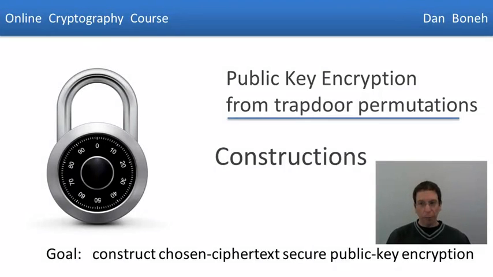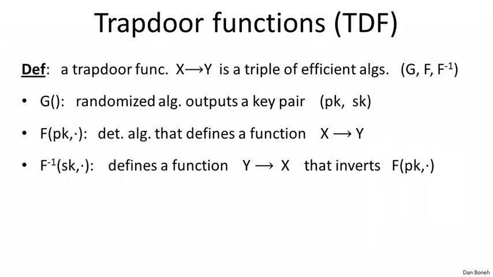In the last segment, we explained what a public key encryption system is, and we defined what it means for a public key encryption system to be secure. If you remember, we required security against active attacks, and in particular, we defined chosen ciphertext security as our goal. This week, we're going to construct two families of public key encryption systems that are chosen ciphertext secure, and in this segment, we're going to start by constructing public key encryption from a concept called a trapdoor permutation.